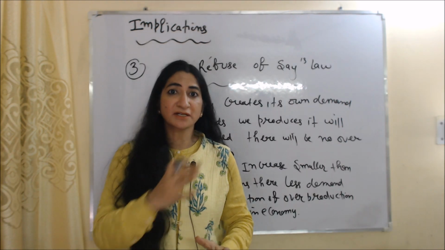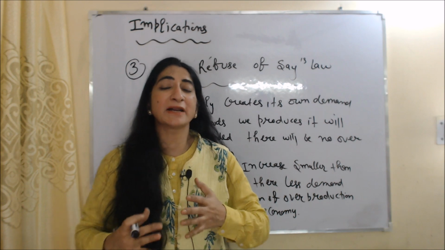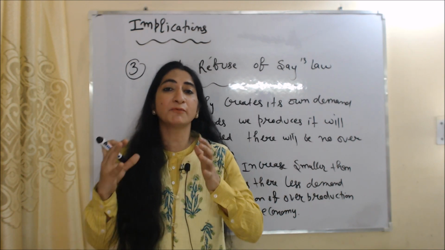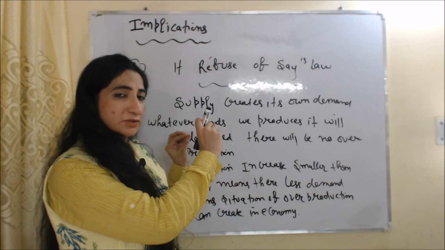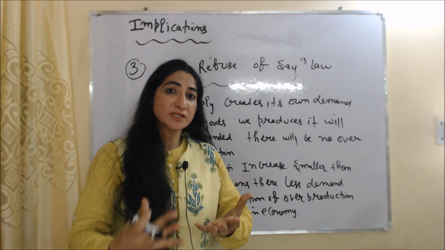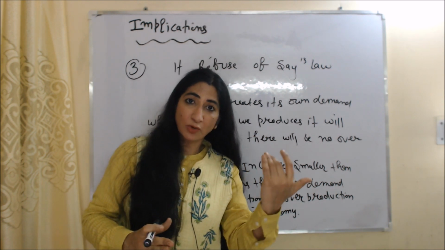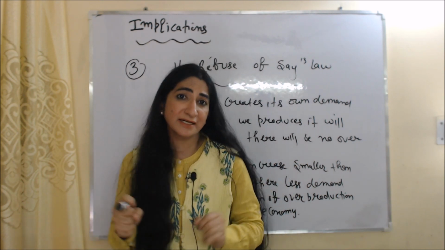The next implication is that it refutes Say's law of market. According to Say's law of market, supply creates its own demand, means whatever goods we produce will be demanded, and there will be no overproduction. But according to this law, the increase in consumption is smaller as compared to income, means there is less demand but supply is constant or continues increasing. As a result, overproduction can arise in an economy.